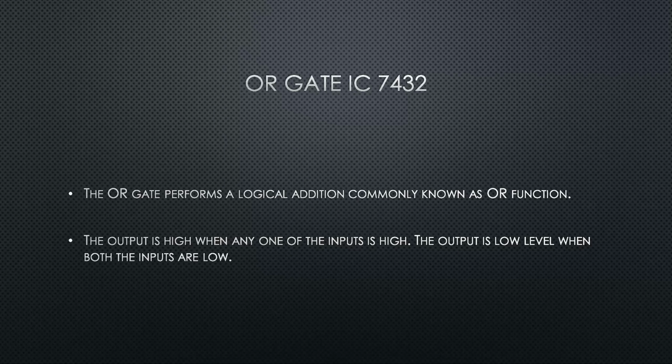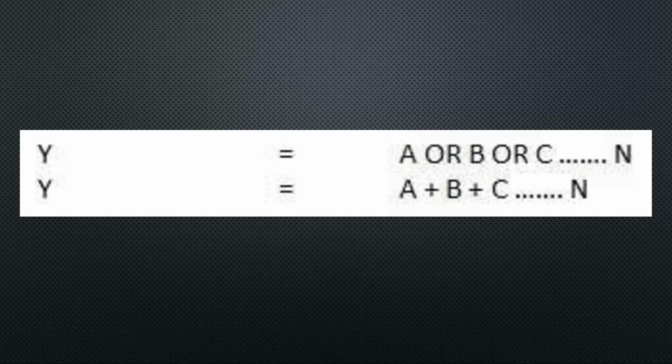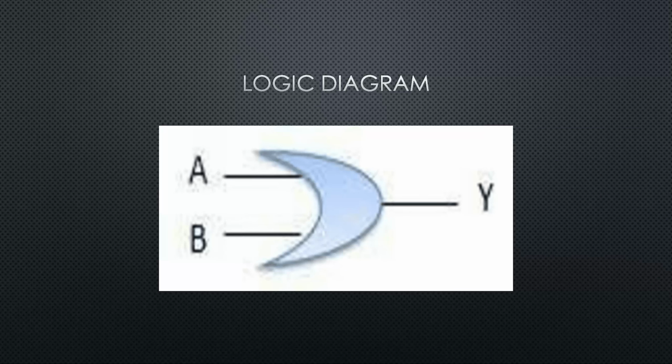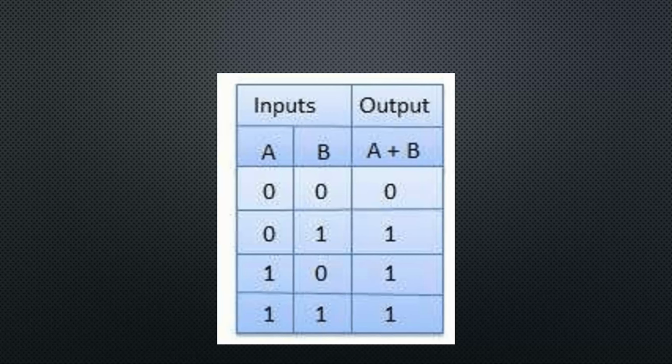Next we are going to see the OR gate, IC 7432. The OR gate performs a logical addition, commonly known as the OR function. The output is high when any one of the inputs is high. The output is low when both the inputs are low. This is how it is represented, with a plus. Logic diagram. This is the truth table for the OR gate.